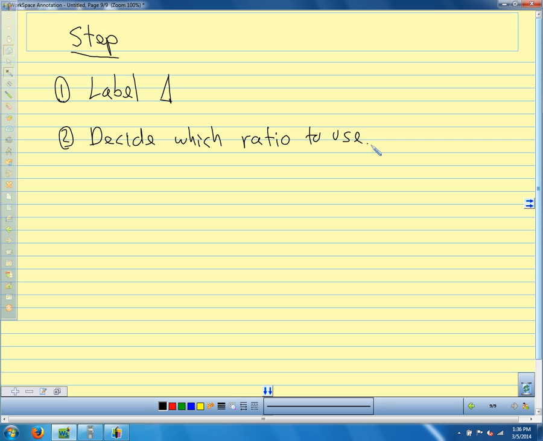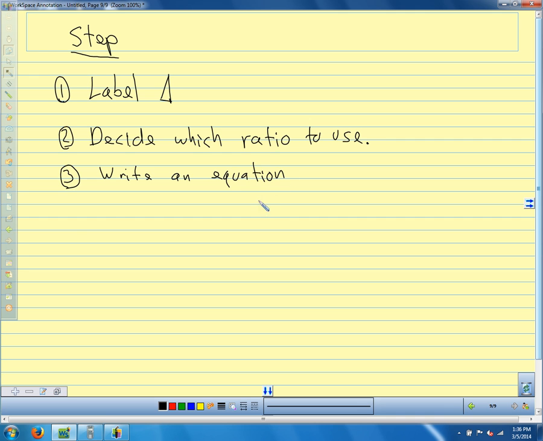And by that I mean, depending on the sides we have, if we have the opposite and the hypotenuse, we know we have to use sine, because sine tells us about the opposite and hypotenuse. If we have the adjacent and hypotenuse, we use cosine, because the cosine tells us about those two sides. So we decide which ratio to use based on what the problem tells us. Then we're going to write an equation.